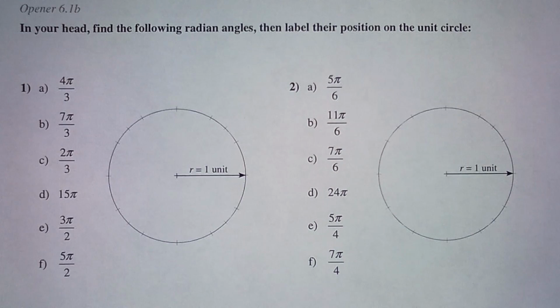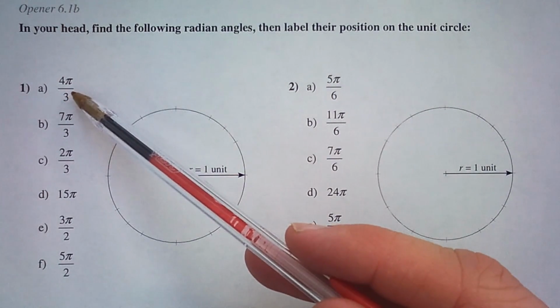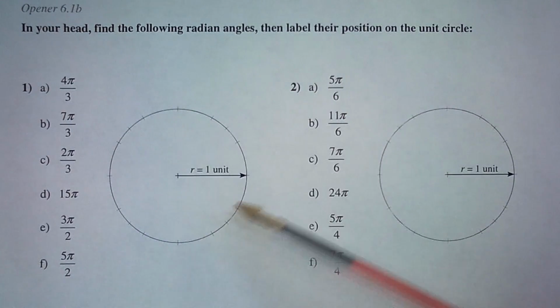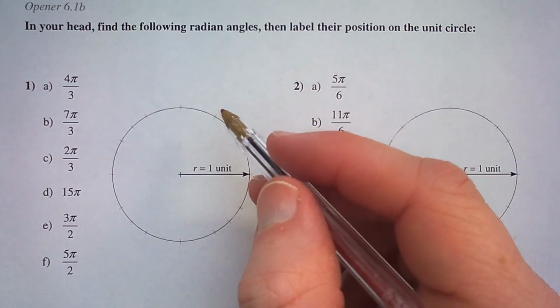Hey guys, today we are going to find trigonometric values on the unit circle. But in order to do that, we need to be able to find radian values on the unit circle. We need to get to the point where we can find this radian value on the unit circle within our head, not even necessarily needing a picture. But for this purpose, we will use a picture.